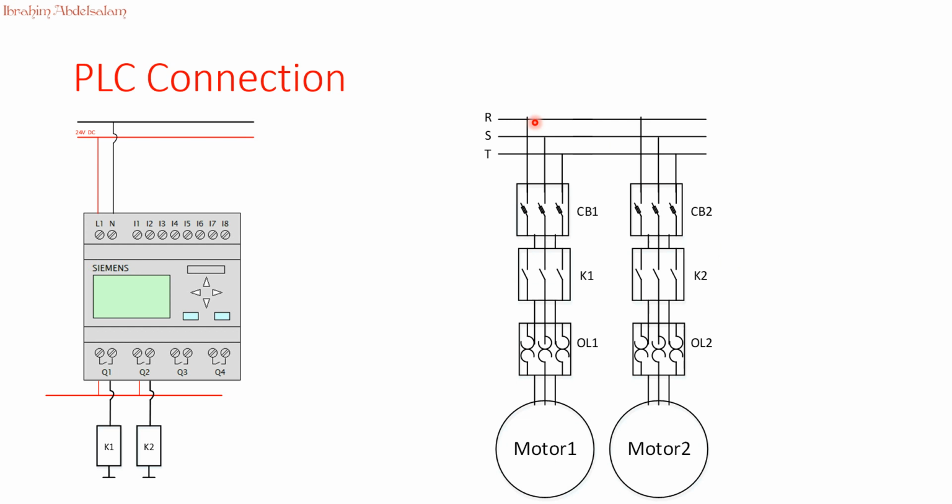So the power circuit consists of a 3-phase supply. Each motor has its own circuit breaker, its own contactor, and its own overload relay.